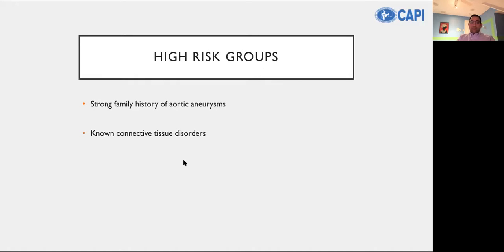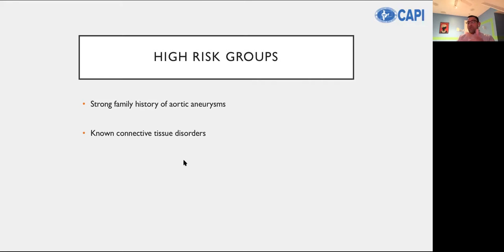And how do you screen? The high risk groups, generally anybody with a strong family history of aneurysms, if we see that there are multiple family members who have aortic aneurysms, those are high risk groups. Generally, the way we look at it is, if somebody had a ruptured aortic aneurysm at, say, 60 years of age, we ask their children to be screened, say, 5 to 10 years younger than that. And that's more in the clinical context. There is not a specific guideline.